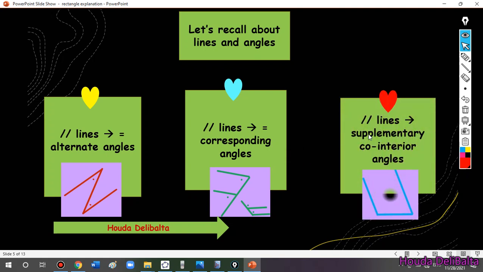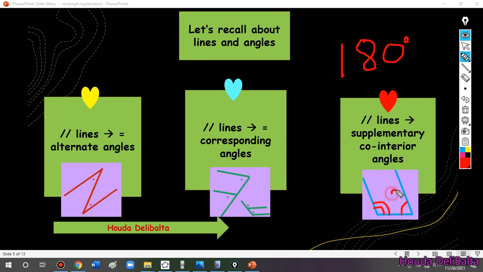Also, we may use the idea of the co-interior angles. If I have parallel lines, as you see here, then those angles making like a U shape are called the co-interior angles, and they are not equal, they are just supplementary, which means that their sum is 180. The sum of their measurements is 180.